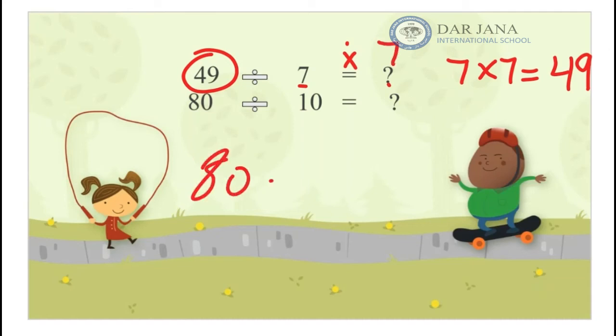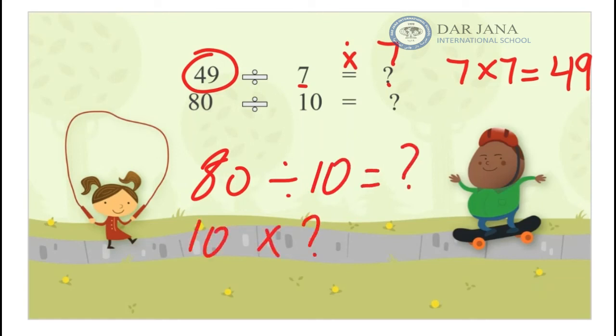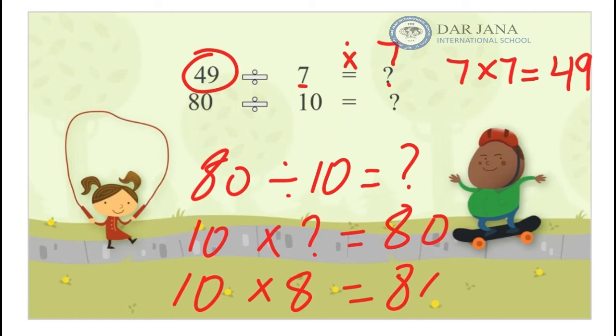80 divided by 10 equals what? 10 times what gives me 80? I know 10 times 8 gives me 80. So in this case, I use the multiplication sentence 10 times 8 equals 80 to find my quotient, which here is equal to 8.